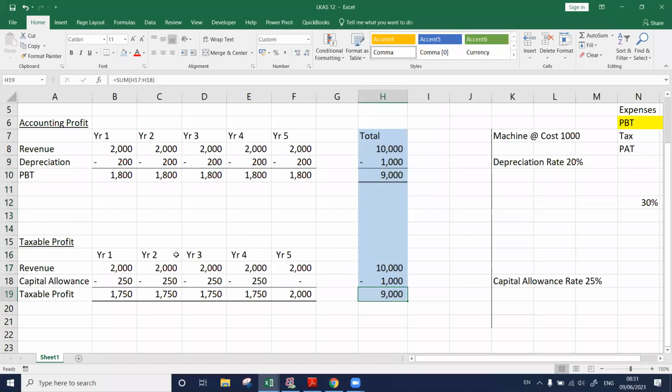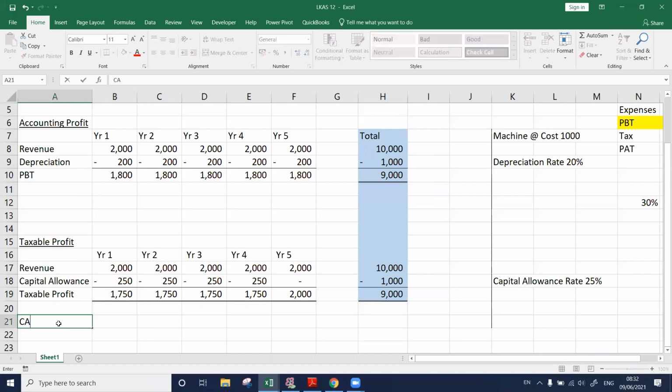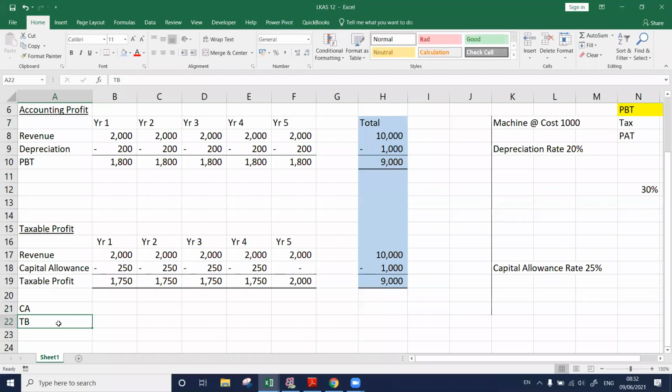So how this temporary difference has been arrived? Because of what? Why there is a difference here? Because of these two. Because of the difference of the carrying amount and tax base.